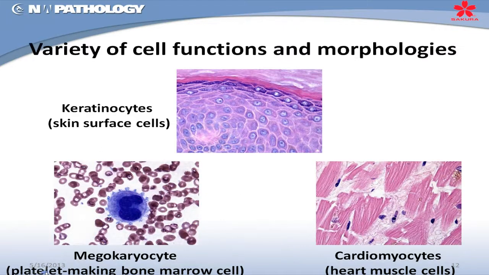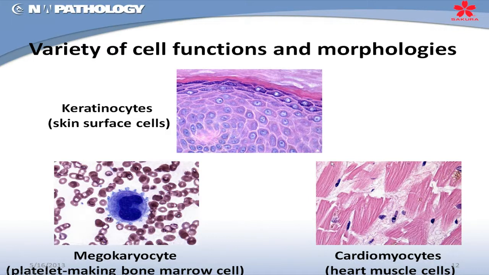This slide is intended to show the variety of different cell functions that you have in the body, despite the fact that every single cell in the body has the exact same genome. So just a few examples here of different types of cells. These are keratinocytes that make up the skin surface. They function as a barrier to the outside world. This is a megakaryocyte that you would find in the bone marrow that's producing platelets that are involved in coagulation in the blood. And these are heart muscle cells.